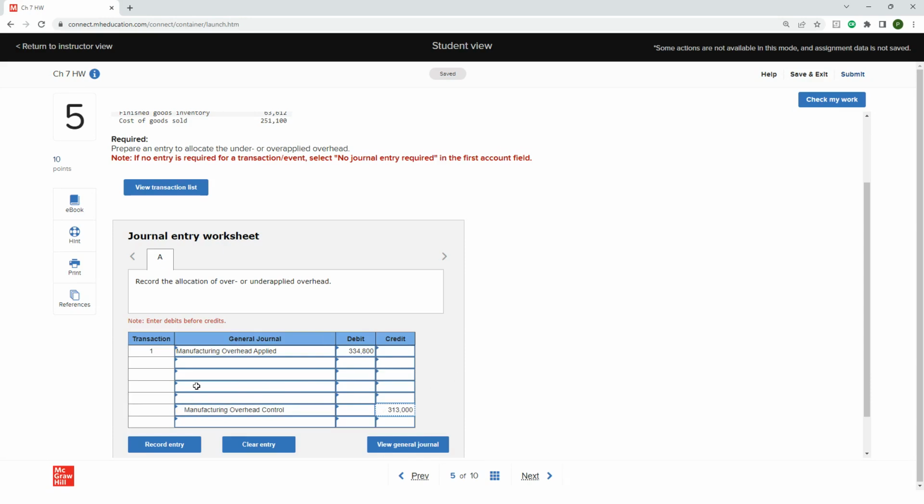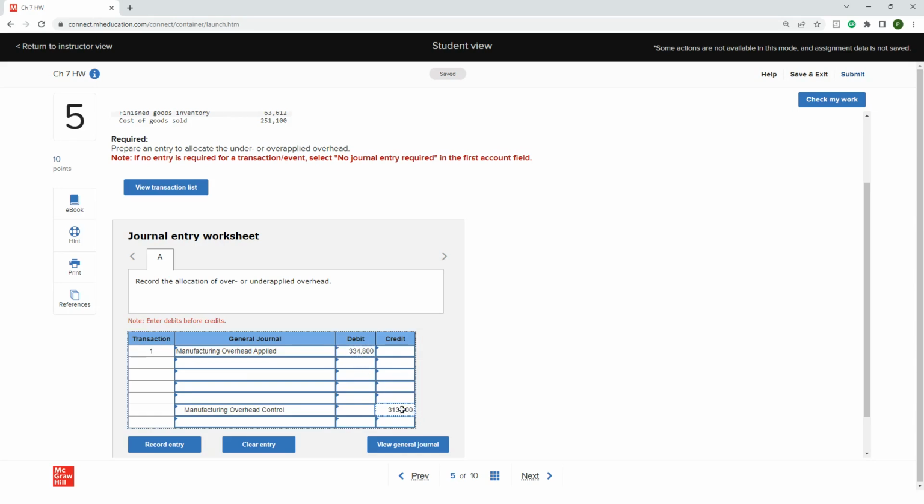So just taking a look at these 2 entries alone, you see that manufacturing overhead applied was 334, the control account was 313, so here we see that it was over applied. And so when we have over applied overhead, we need to take out some of the overhead that was applied. And so we take it out of those inventory and expense accounts.